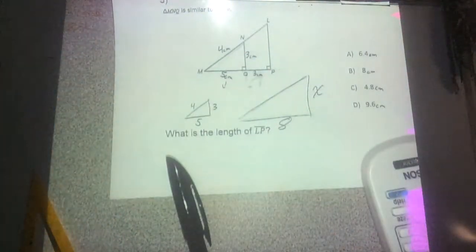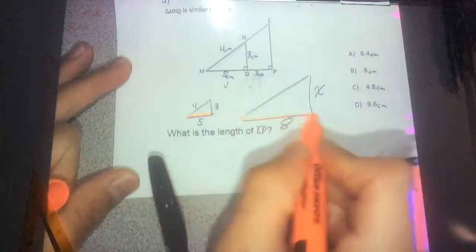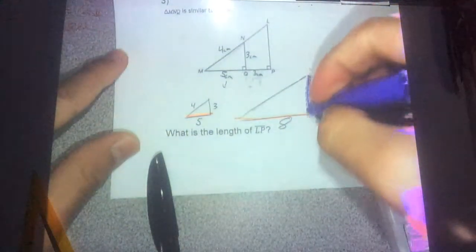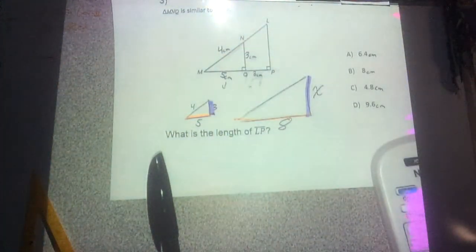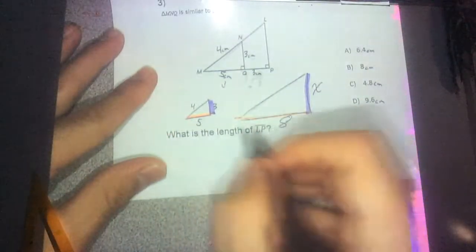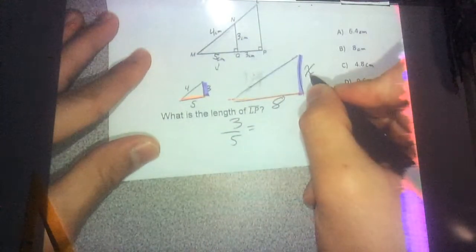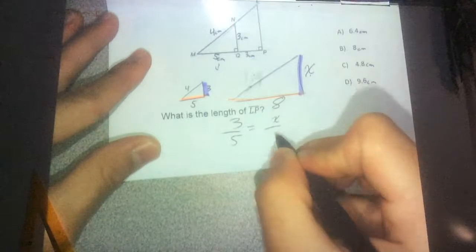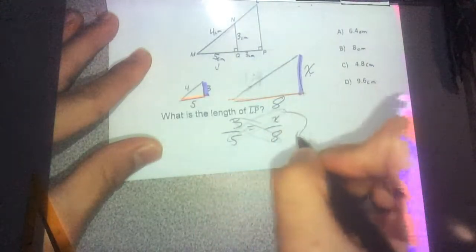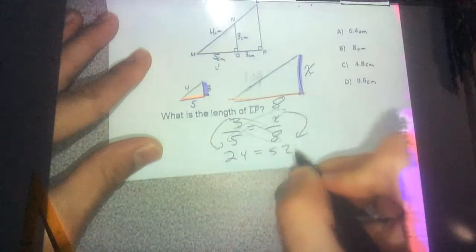So, maybe I can have the bases as orange, and the heights as purple, and this is just extra information, this 4. So I can set up a proportion like this. 3 over 5 is equal to x over 8. Now cross multiply and divide. So 3 times 8 is 24, which is equal to 5x.